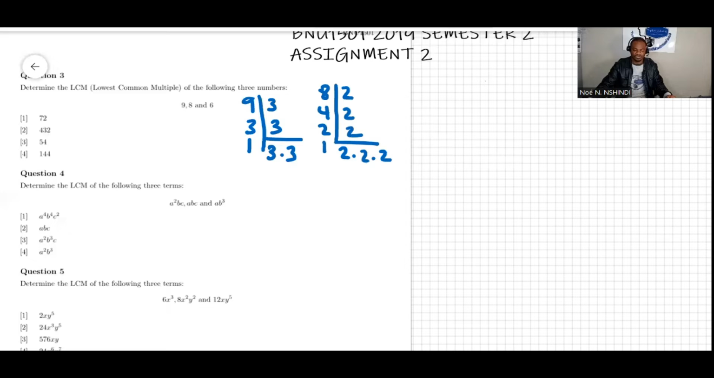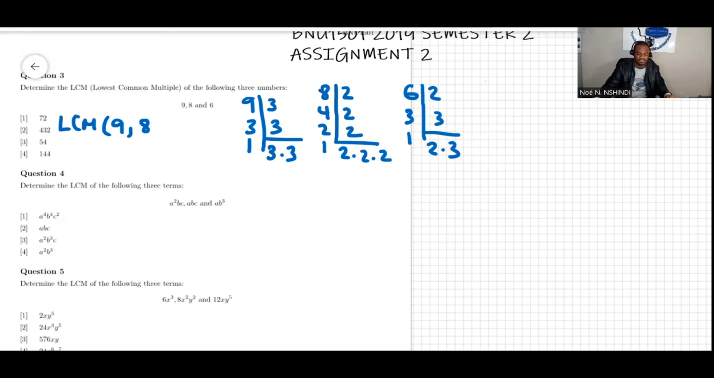Now also for 6, okay, the prime number that divides 6 is 2, and then it's going to be 3, and by 3 it's 1, and then that's going to be 2 times 3. Now I need to find the LCM. From here I can find the LCM of 9, 8, and 6.